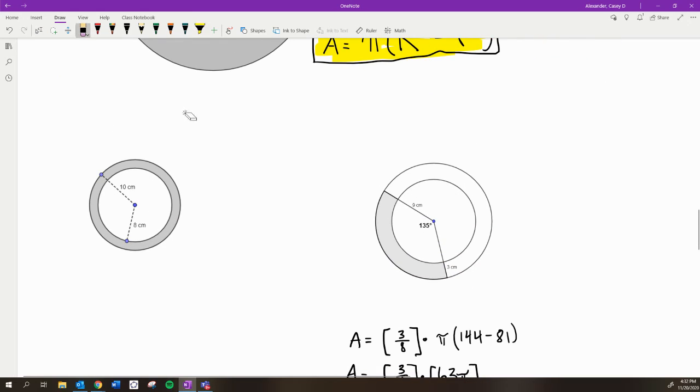And it looks like I forgot to erase some of it, but that's okay. I'm just going to leave it there.